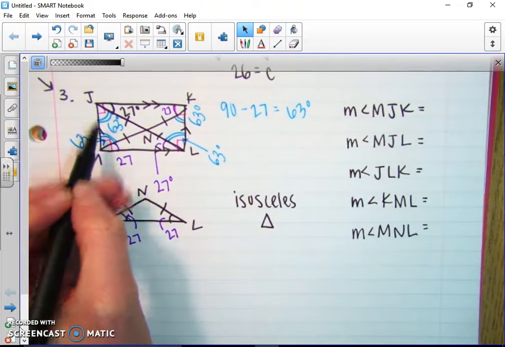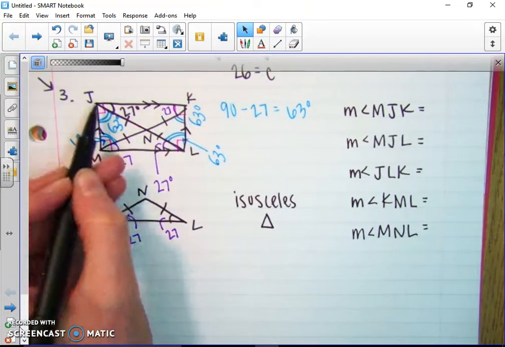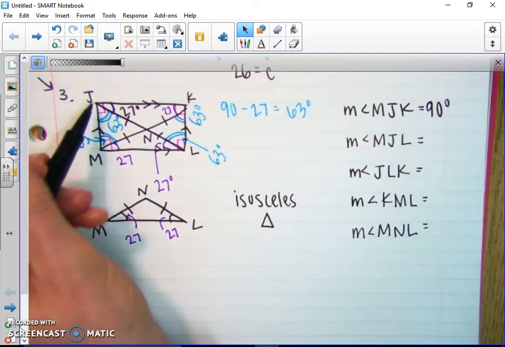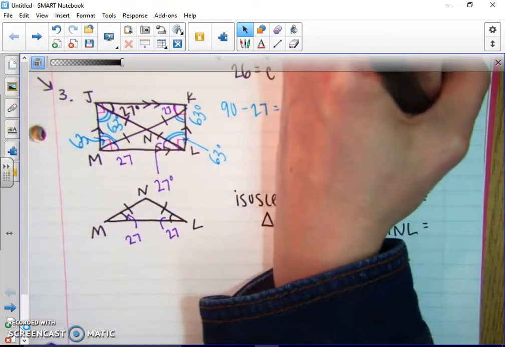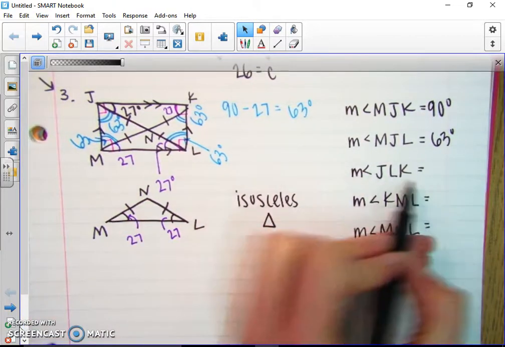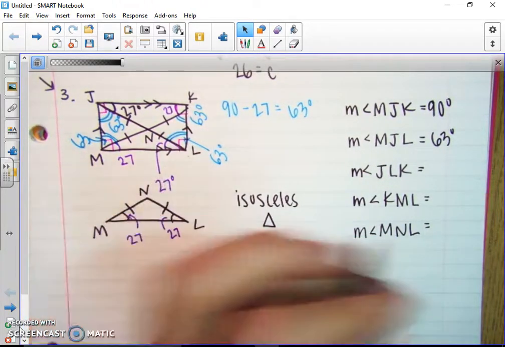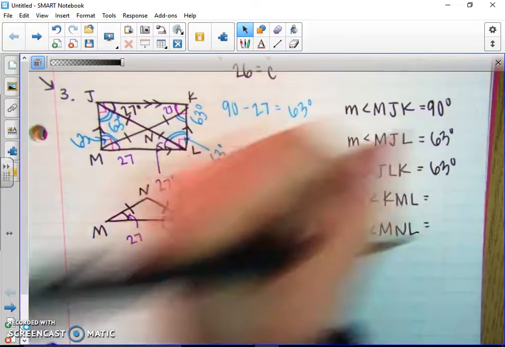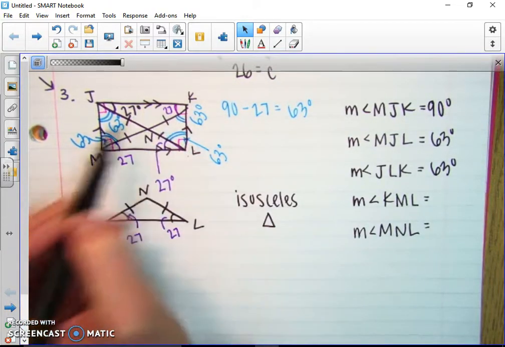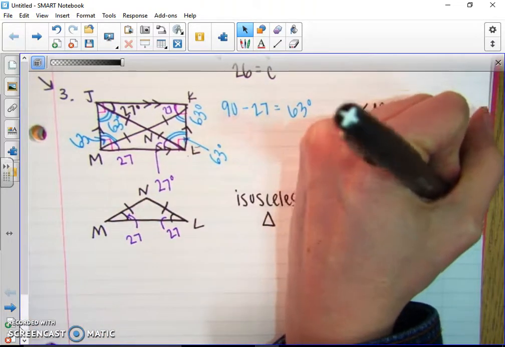All right, so let's just answer these. MJK. Well, that's just one of the corners. That's 90 degrees. MJL. We found out that that's 63 degrees. JLK, we said that's 63 degrees. KML, that's that 27 degrees.